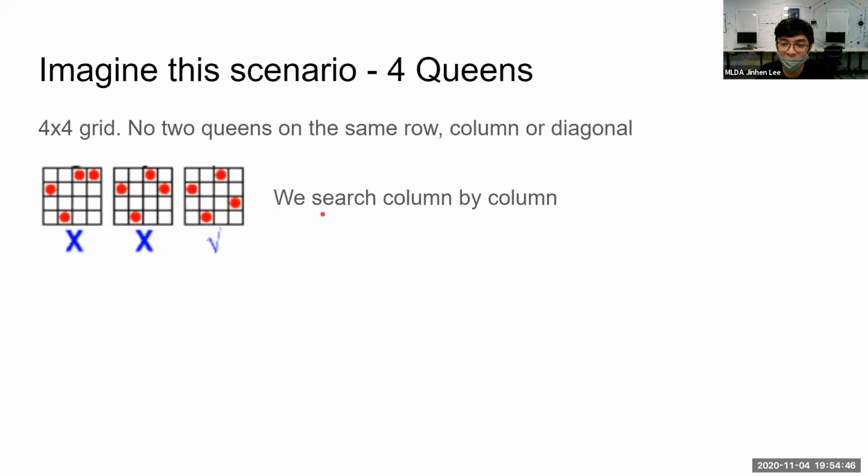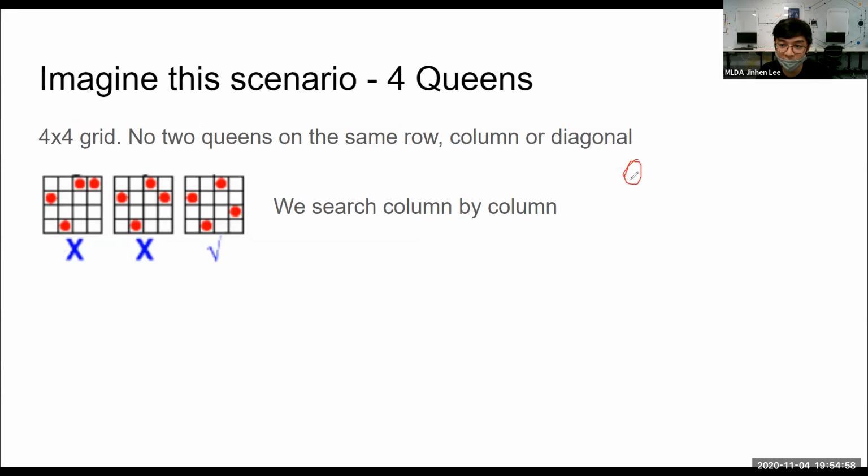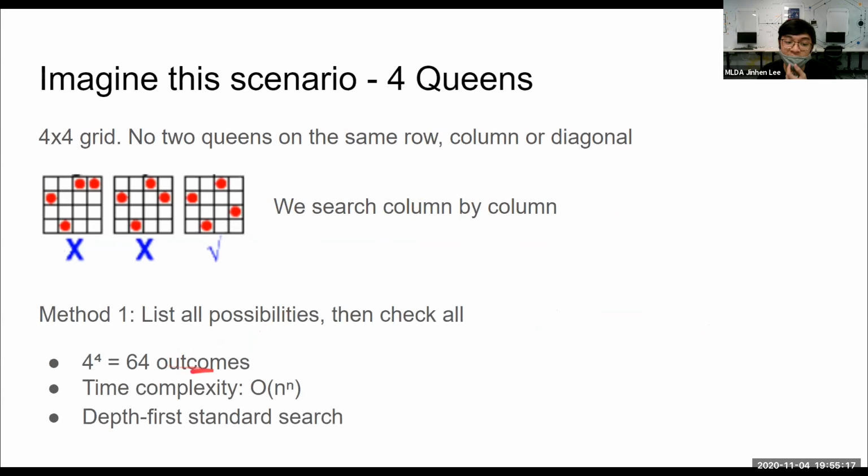So maybe one method we can do is searching column by column. So as I said just now, the branching, the trees. So we can do this. The first one, then we branch out to 1, 2, 3, 4. And each one will branch out even more, 1, 2, 3, 4, each node. So you go dot, dot, dot, dot, until in the end, you have some amount of states. So you'll find out that the number of states that you will have is actually 4 to the power of 4 outcomes by listing all the possibilities and checking all.